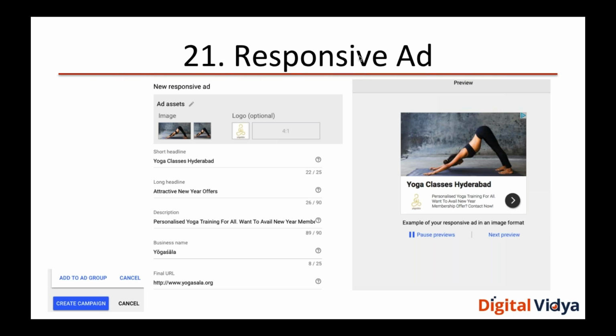How is the preview showing? The image, the title, description, logo, everything is there. So on a web page where image ad is permitted, it will show up like this, what you're seeing here. On a web page or mobile app page where they allow only text ads, the image and logo won't be there. It will just show up as a regular text ad. Is this clear? Everyone, any doubt?